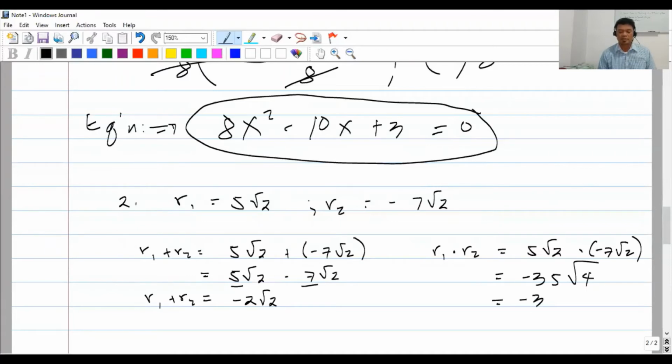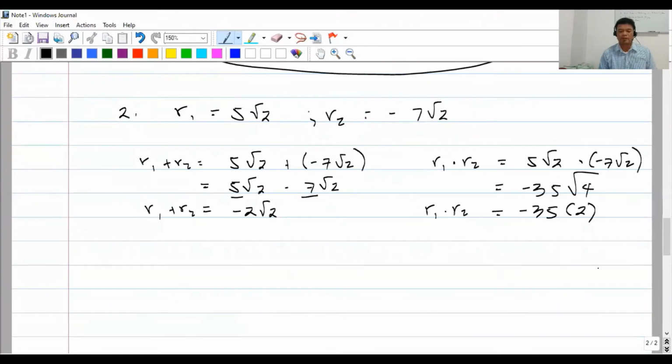And that is negative 35. 4 is a perfect square, so the square root of 4 is 2. So R1 times R2 is equal to negative 35 times 2, and R1 times R2 is equal to negative 70. Okay? So the sum of the roots is negative 2 square root of 2, and the product is negative 70.